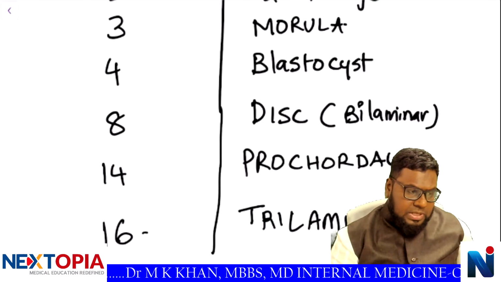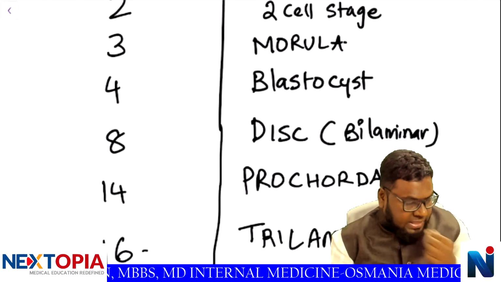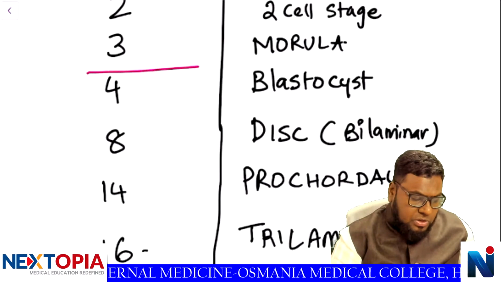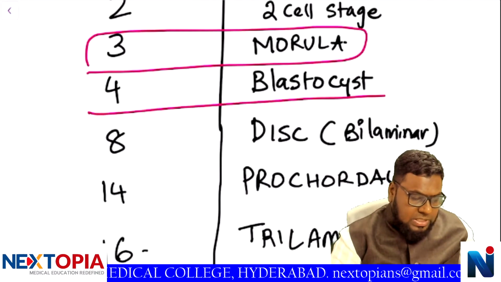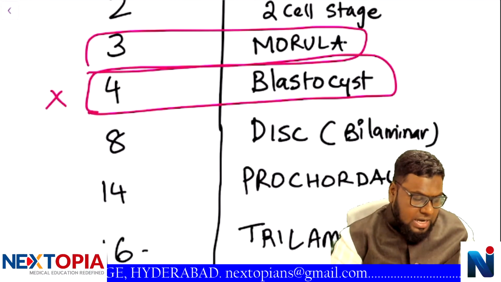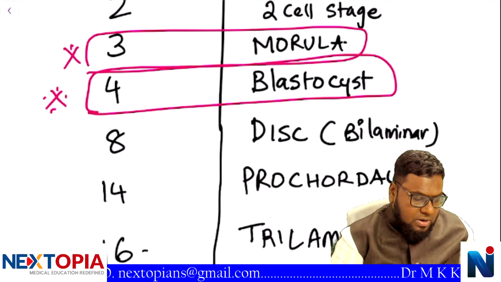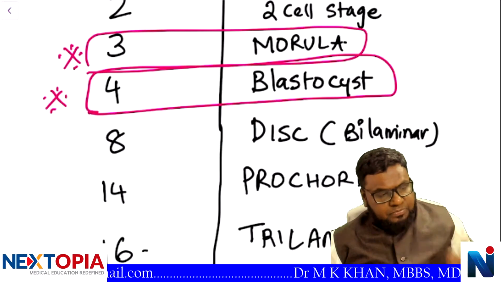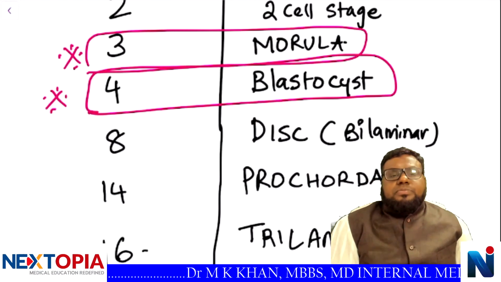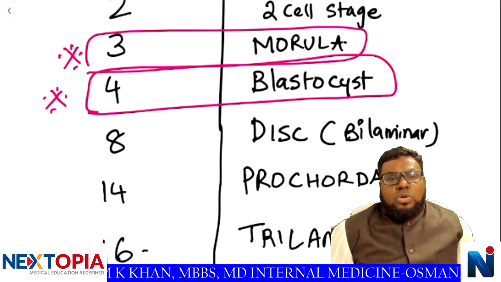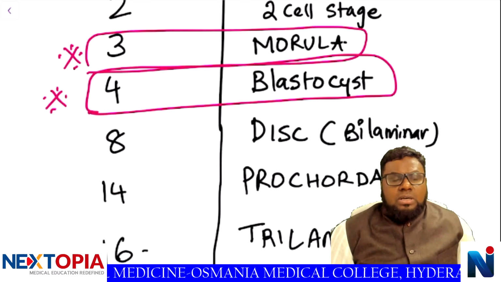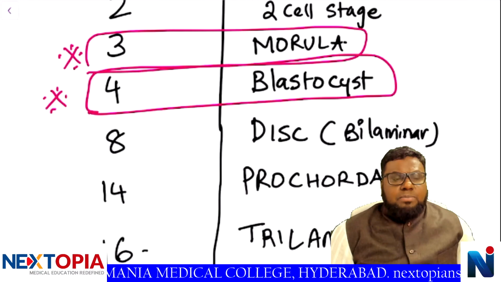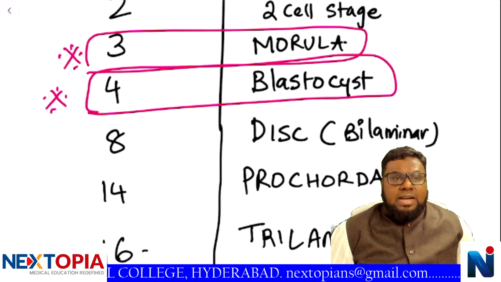In this table of events, what is important to us? Formation of the morula on day 3 is asked in exams. Formation of the blastocyst is asked in exams. Other points are not asked. Only these two points are commonly asked. So on which day the morula is formed, on which day the blastocyst is formed, please remember the days. It's a very, very important question for you, right?